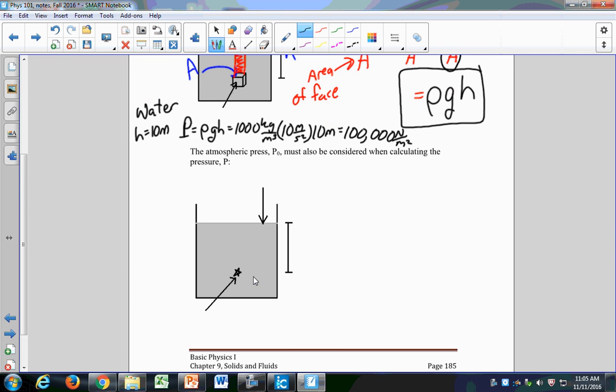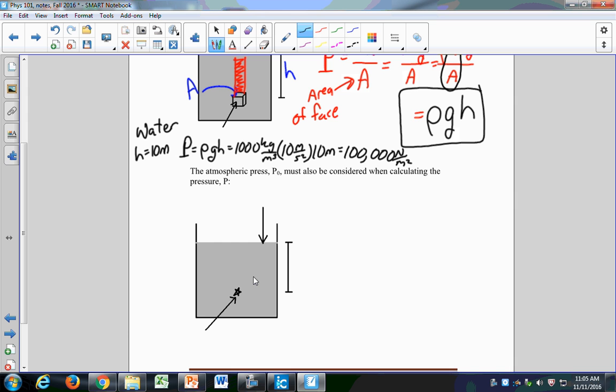All right. Now you also have to consider the atmospheric pressure when we're calculating the pressure at a particular point. Down here, we have the weight of this fluid, and the weight of that fluid provides a pressure equal to rho times g times h. That's where the pressure just due to this fluid is equal to rho g h. But you also have an additional pressure up here, which I'm going to call P naught, which is the atmospheric pressure pushing down on the top surface of the liquid.